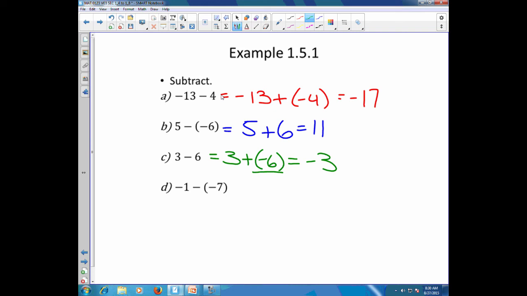And finally, negative 1 minus negative 7. Well, again, we have two negatives in a row, the opposite of a number. So what we get is negative 1 plus 7. Now they both have different signs, so we subtract the numbers. 7 minus 1 is 6. And we keep the sign of the bigger number, which in this case is 7.